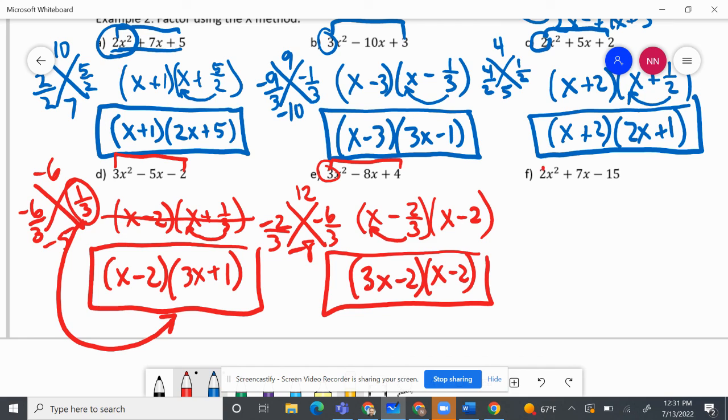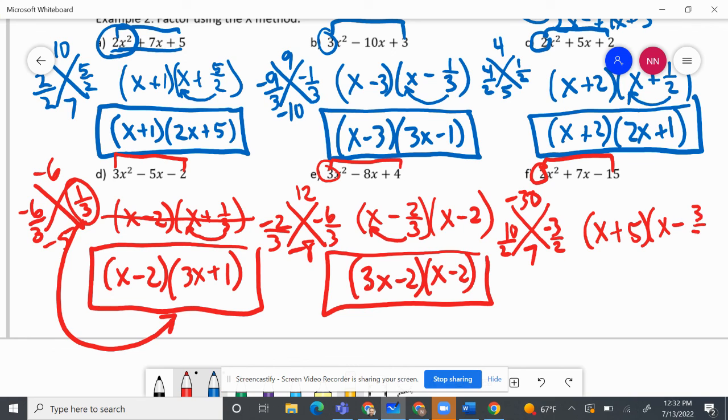So for letter F, 2 times 15 gives us -30 and 7. So two numbers that multiply together give us -30, add up to 7 would be 10 and -3. And so because our leading coefficient is 2, we divide each of these by 2, and we get x plus 5, and we get x minus 3/2. The 2 we could bring up, and we have x plus 5 and 2x minus 3.